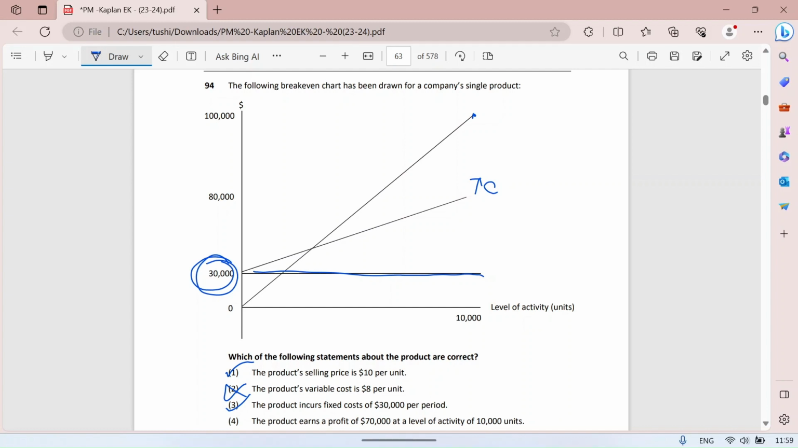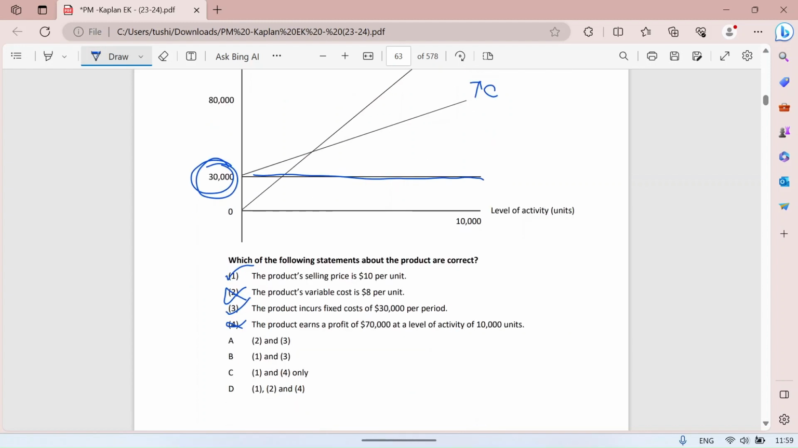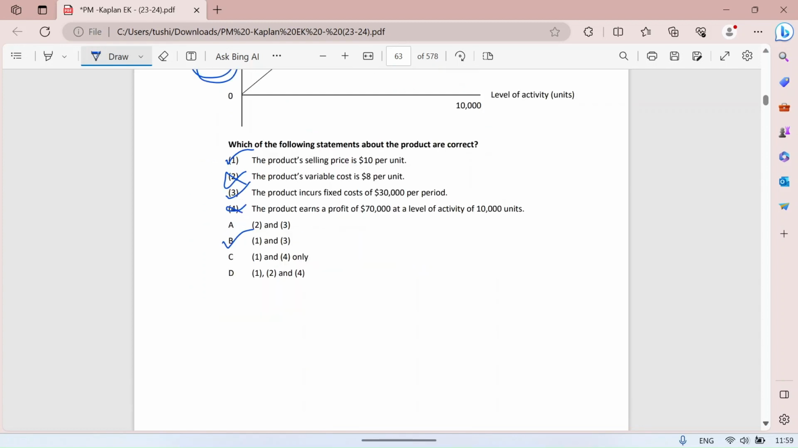The product earns a profit of $70,000 at an activity level of 10,000 units. So let's see, this statement is also incorrect. Why? The profit for 10,000 units is the difference between your sales, which is 100,000, and your total cost, which is 80,000. So your profit is $20,000. That is why this statement is also incorrect. So you have your answer as 1 and 3 as the correct statements, which is option B. Moving on to the next one.